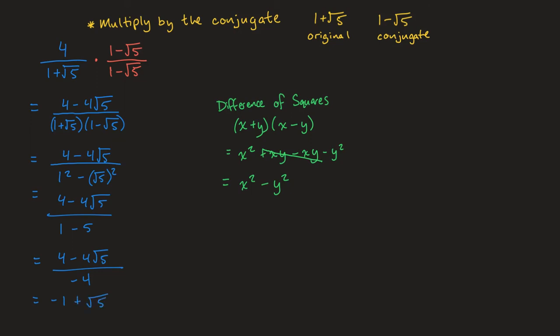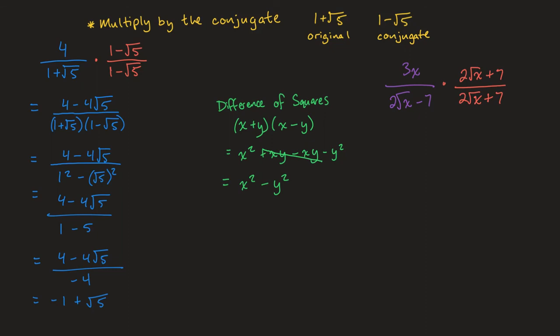So let's try another question. If we have 3x over 2 root x minus 7, we have a radical in the denominator, that's the 2 root x, and we can't have that in the denominator, so we need to multiply by the conjugate to rationalize that denominator. So our conjugate in this case is 2 root x plus 7. So we're multiplying by 2 root x plus 7 over 2 root x plus 7.